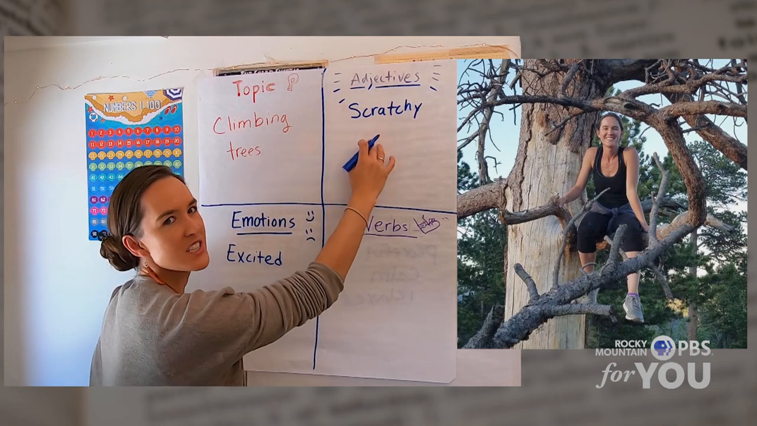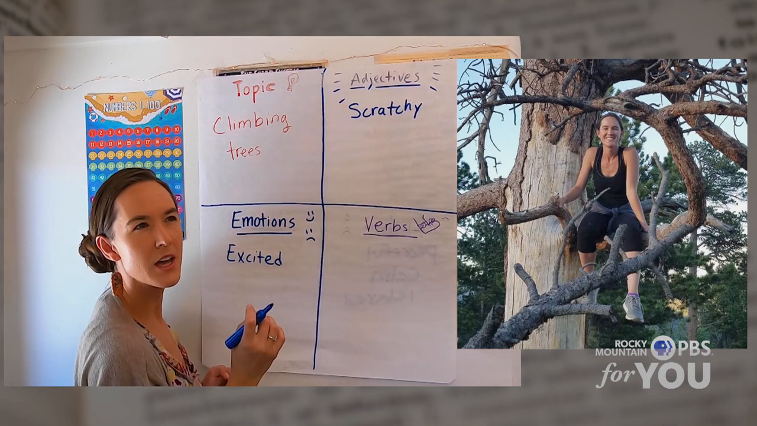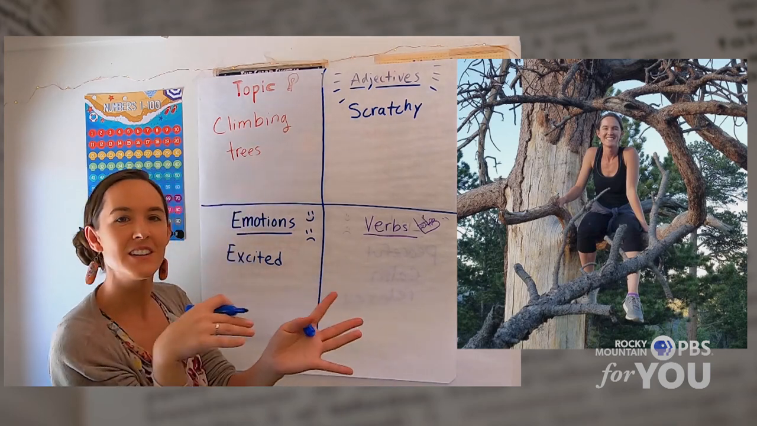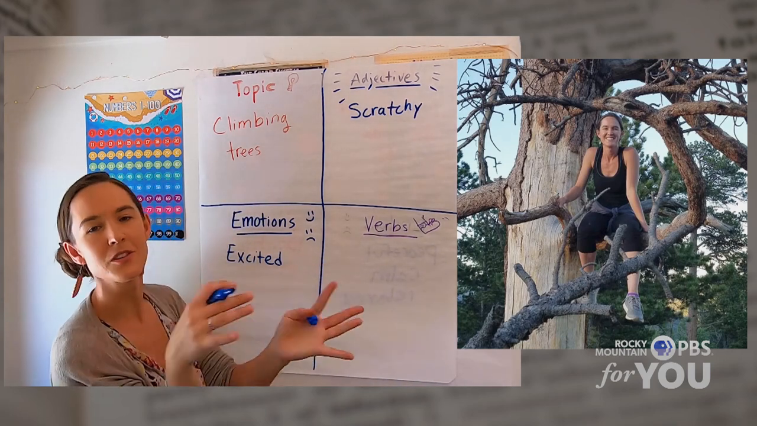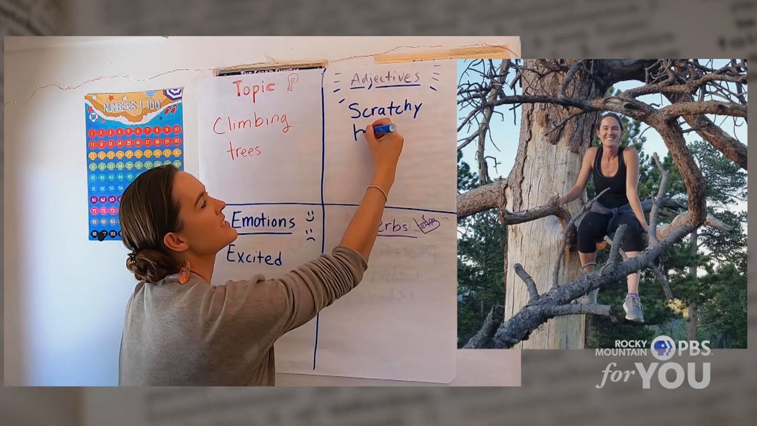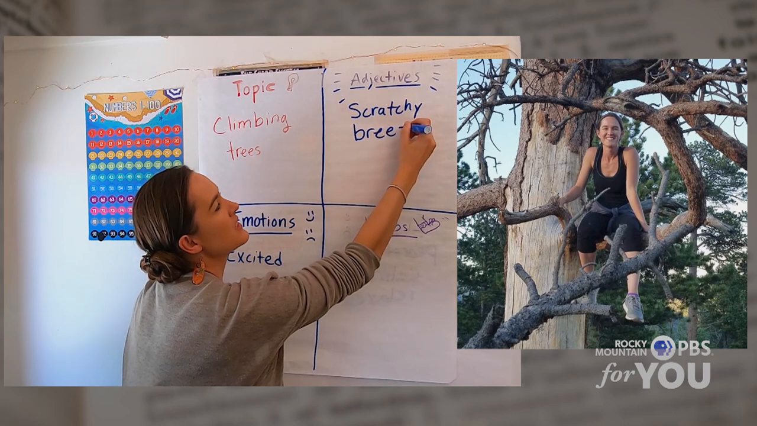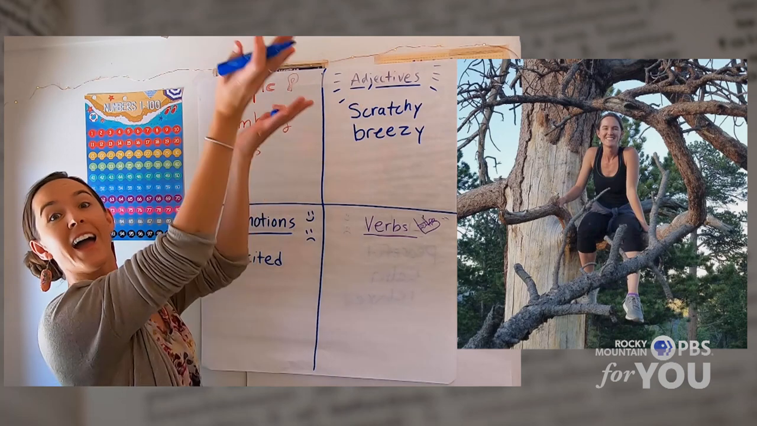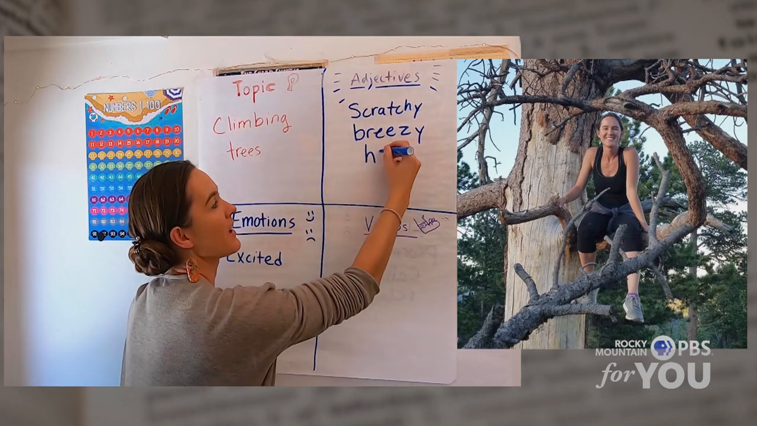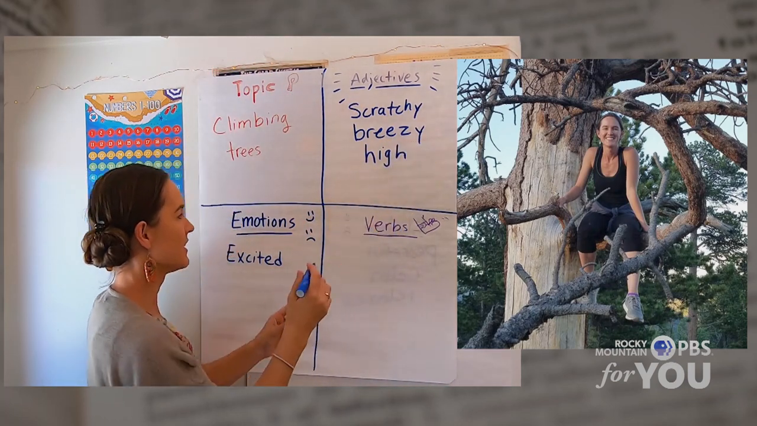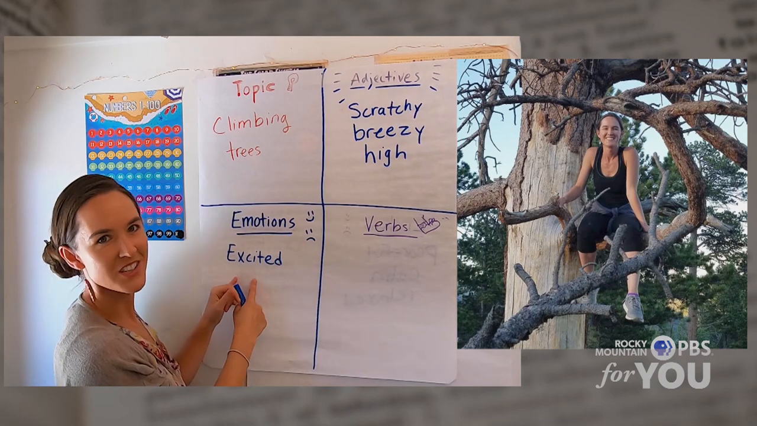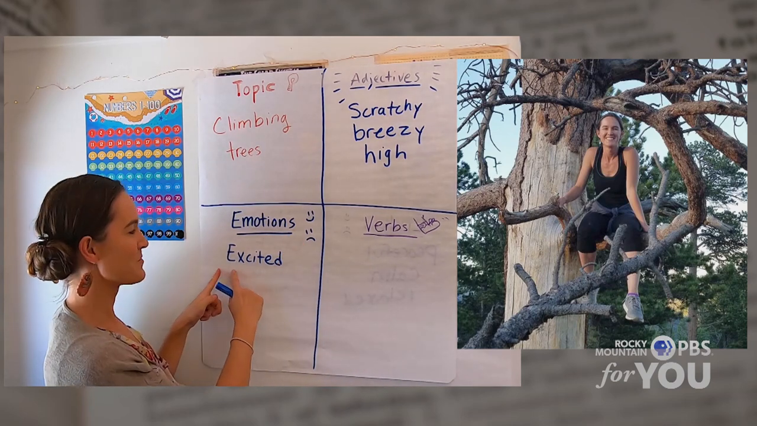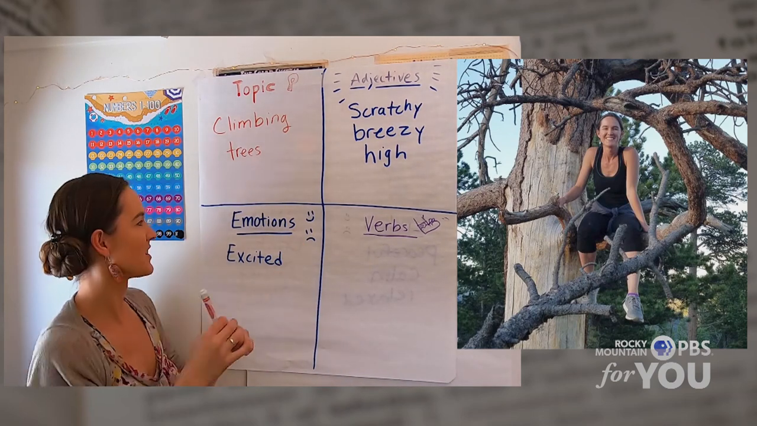What are some more adjectives to describe the tree? Maybe breezy. You can feel the breeze. You can feel the wind. I'm going to say breezy. Okay. Maybe high. When you're in a tree, you're high up, right? High. Okay, let's go back down to adjectives. I got a little too excited, right? I put excited for emotions.